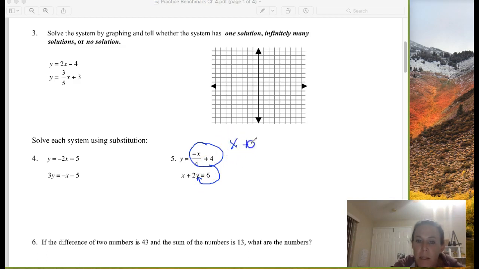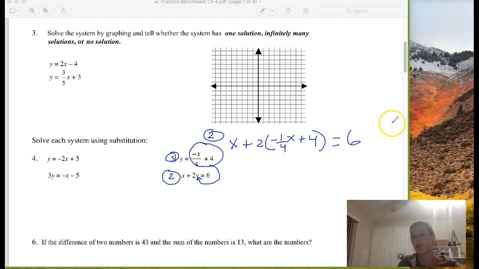So I'm going to go x plus 2 times, plug this in for y, negative x over 4, or I can write this as negative 1/4 x if you choose, plus 4, that's what I have to write in there for y, and then that's going to equal 6. So this is equation 1, this is equation 2. I'm rewriting equation 2 where I plug this in for y. So x plus 2 times this blob equals 6. Now I only have x's, so I can go ahead and simplify.